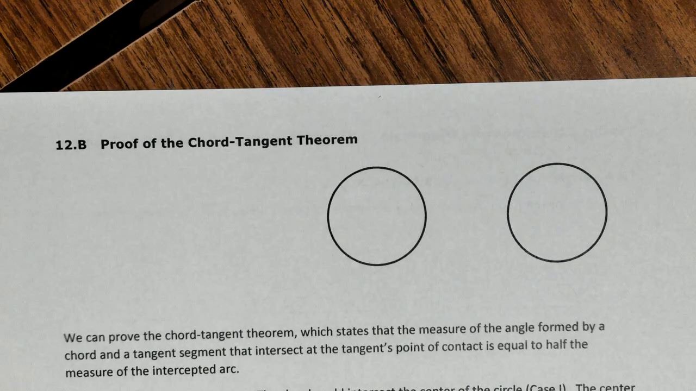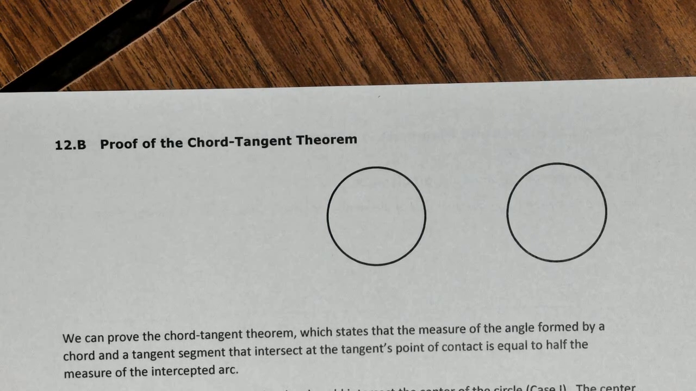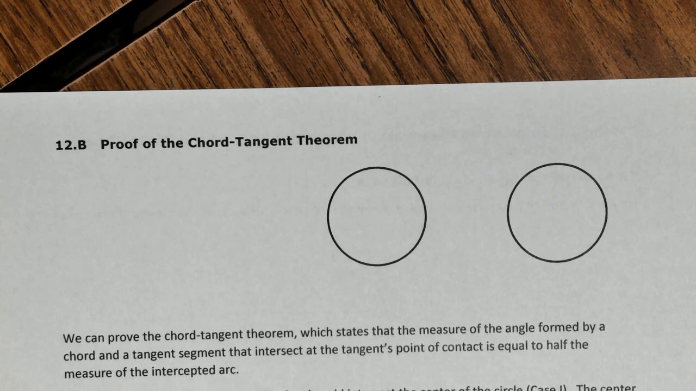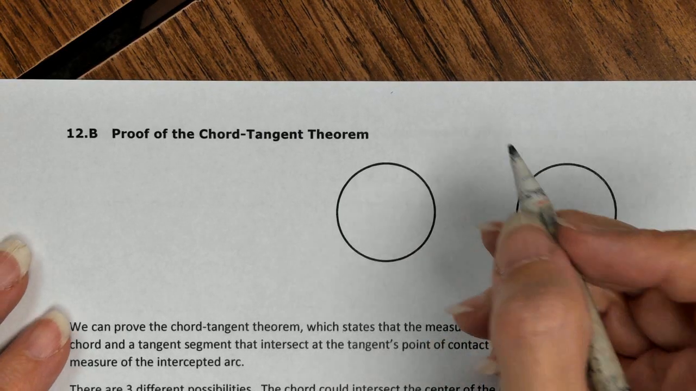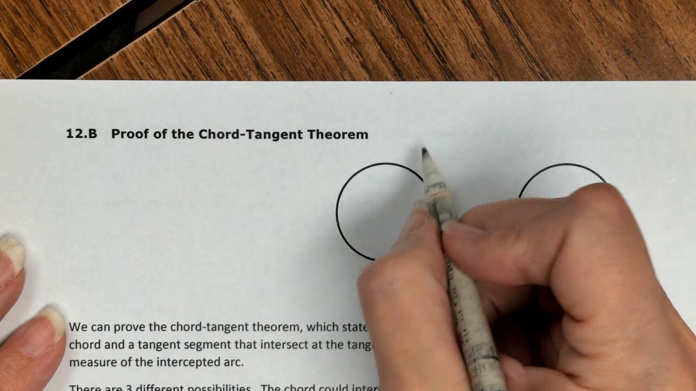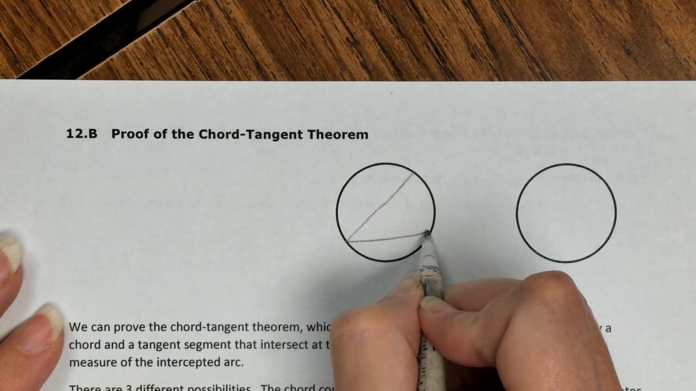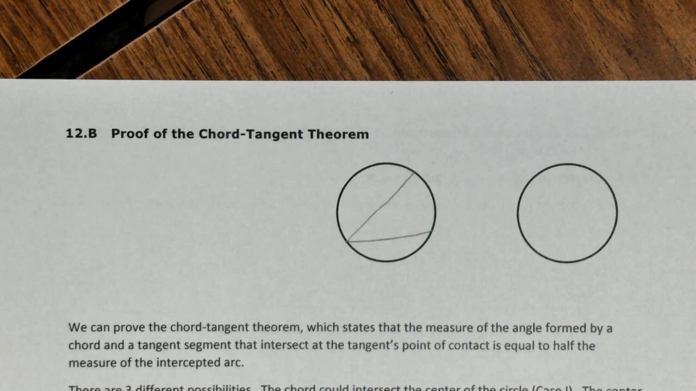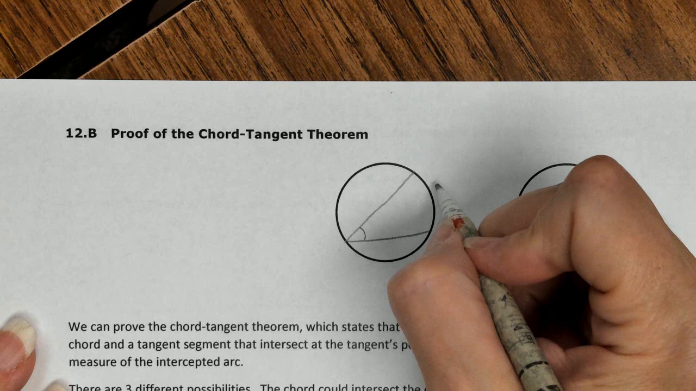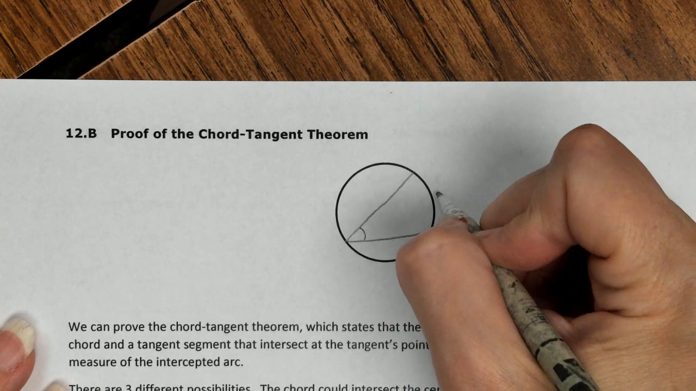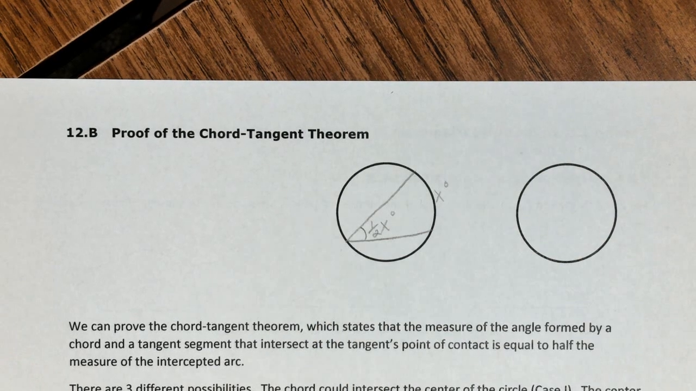Okay, so this is proving the chord tangent theorem, which first we need to talk about what that theorem is. Okay, so we've already done things with inscribed angles in a circle. And let me go ahead and just sketch something here. So there's an inscribed angle, okay, and we know that this angle is half of this arc. So if this is x degrees, this angle is half of that, 1/2 of x, or x over 2 degrees.